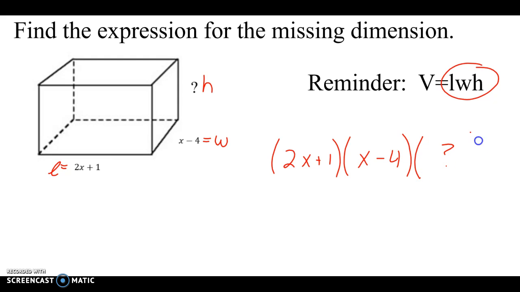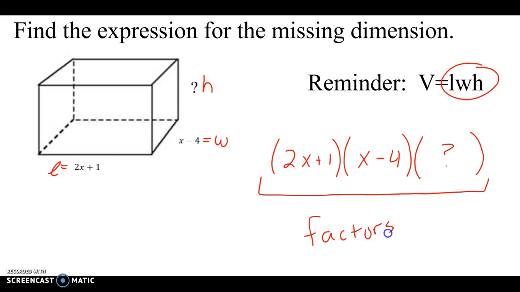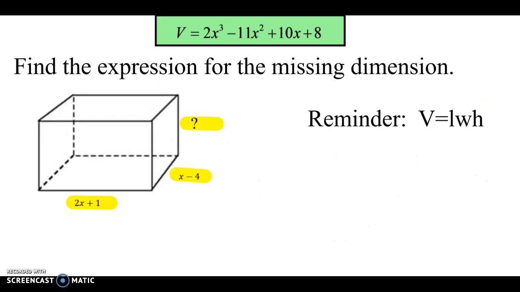Times question mark. Now notice, what do we call these? They're the factors of the volume, right? So the dimensions of the box are the factors of the volume. Does that make sense? Because if you multiply the dimensions together, length times width times height, you get the volume. So we need to do what we've done today and find the missing dimension. So we did our synthetic division, and the missing factor was x minus 2.